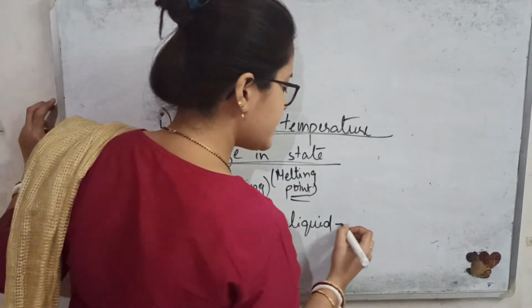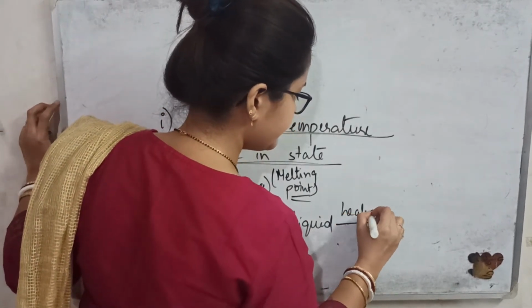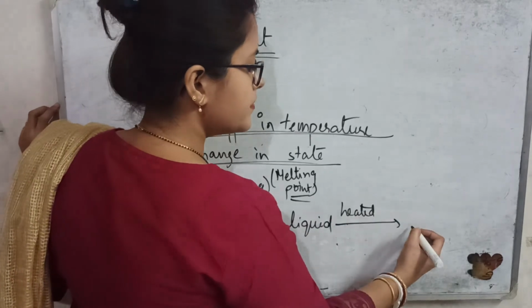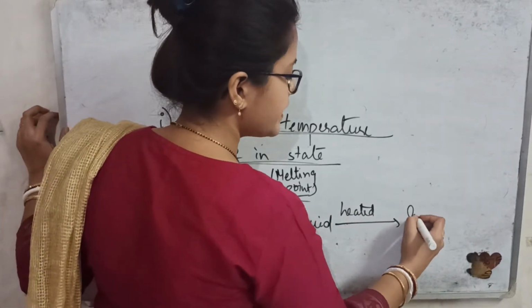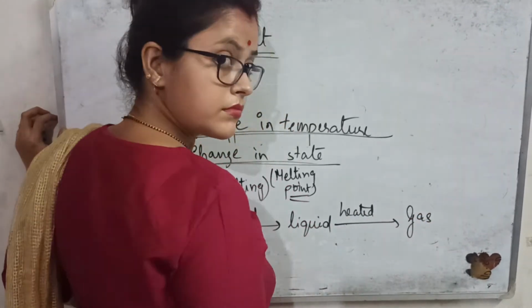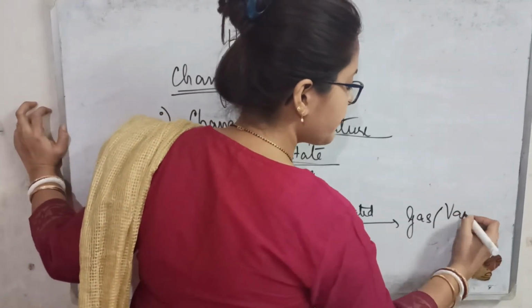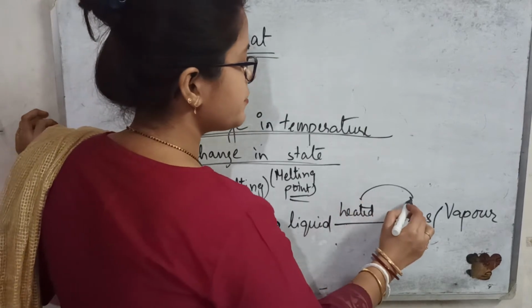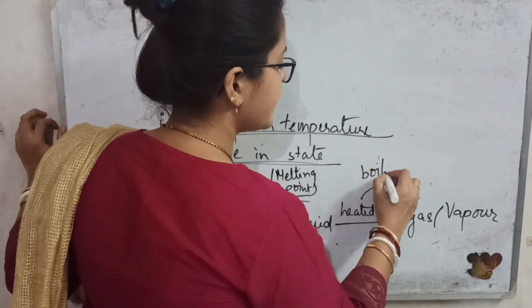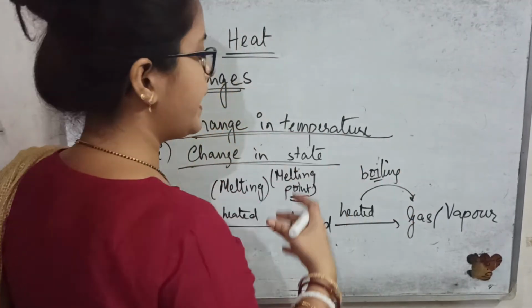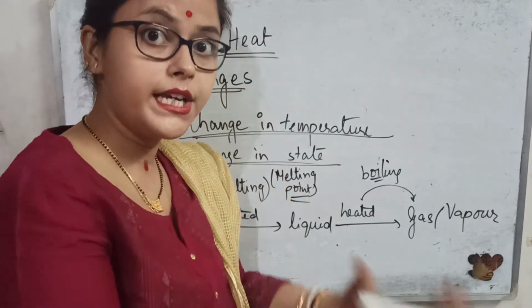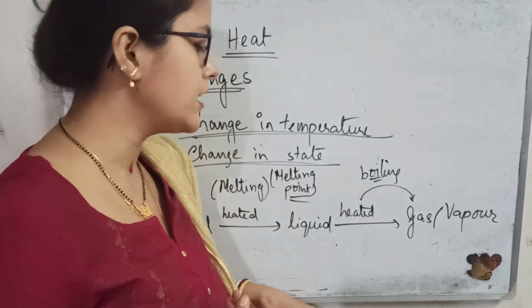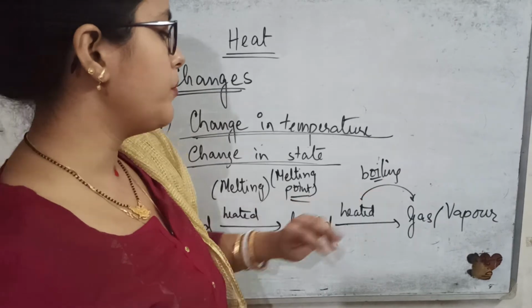Now if you heat the liquid, it will change into its gaseous form or into its vapor form. Now, if it changes into its gaseous form, then it is boiling. That means we are applying more heat energy to speed up the process. So that is called boiling.